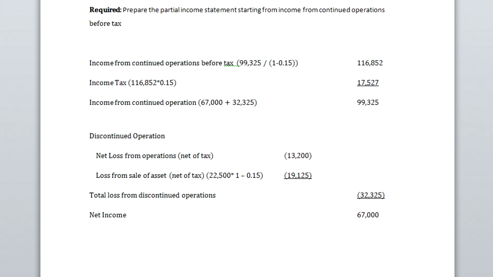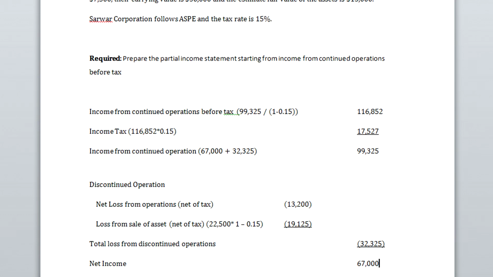And this is actually a typical question that they'll ask you on the exam. A lot of the times they'll get you to start from income from continued operations before tax. So it's important that you know how to take givens, how to take net income and the discontinued operations section and work your way back, right? Now, I hope this has helped you out, and I hope it will help solve your discontinued operation questions on the midterm and in your practice questions.